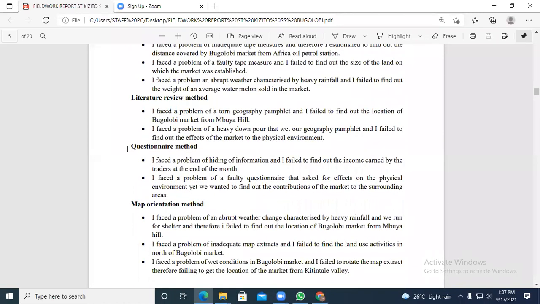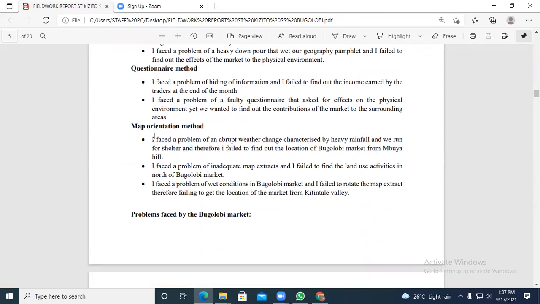And then questionnaire method, hiding of information. You send questionnaires and they give you half-baked or even biased information, or at times exaggerated information, and you will not get the correct information as you desired. And then faulty questionnaire, among others.